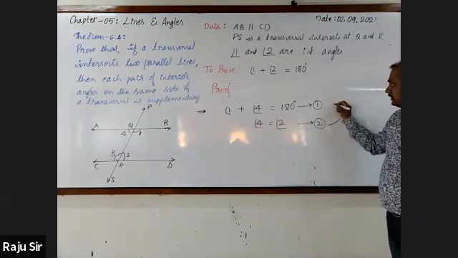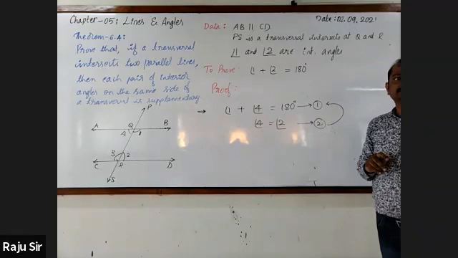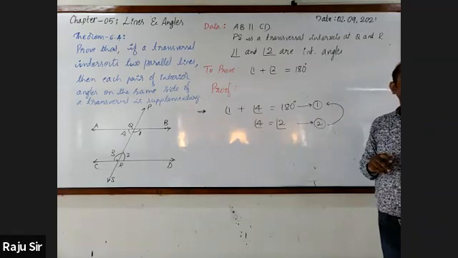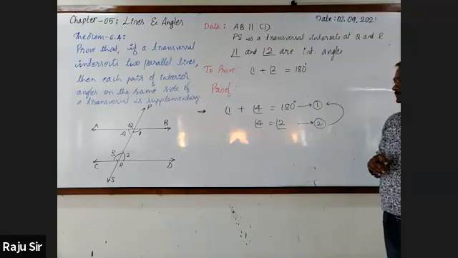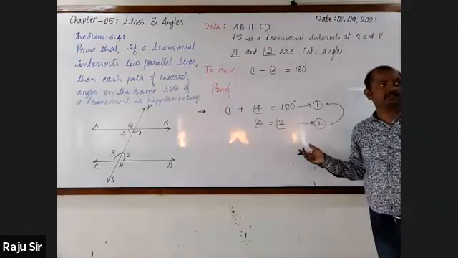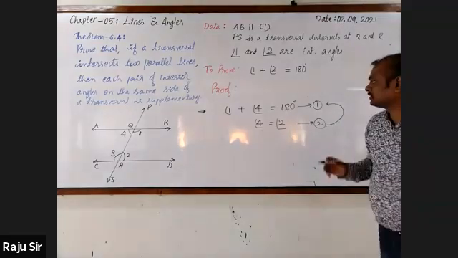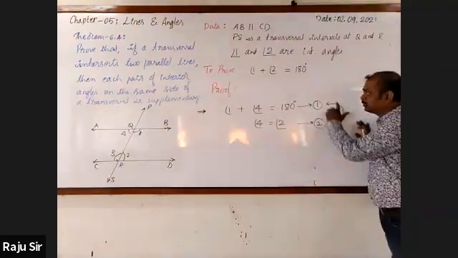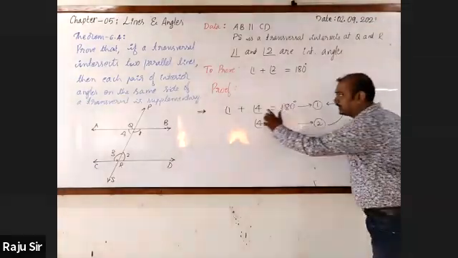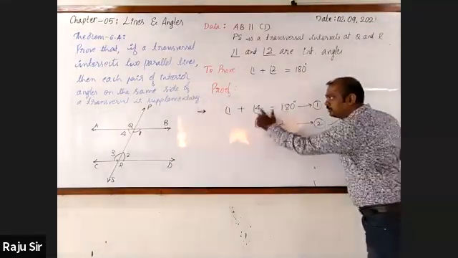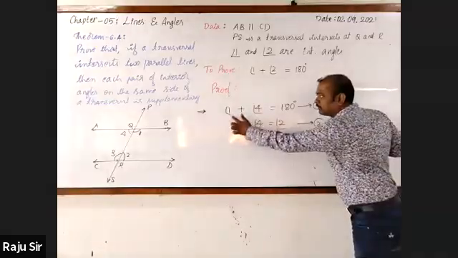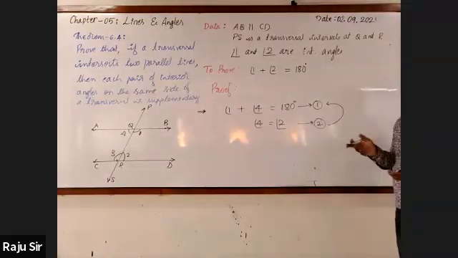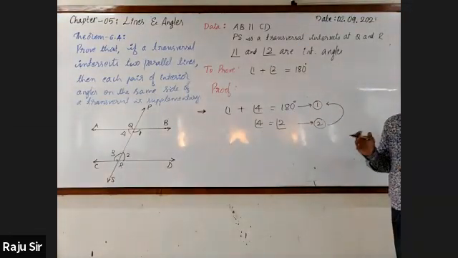I will give you a hint. Substitute statement 2 in statement 1. Where angle 4 is there, you have to write angle 2. Then angle 1 plus angle 2 equal to 180. Over. Followed?